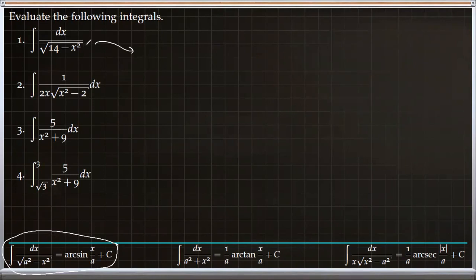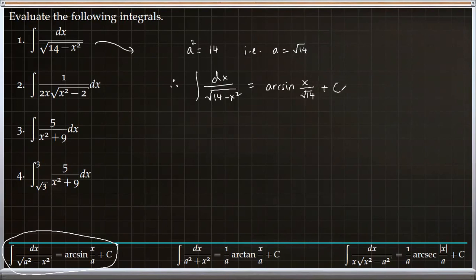Comparing the given expression with the formula, we see that a squared equals 14. So we will let a be square root of 14. Therefore, I can say the integral of 1 over square root of 14 minus x squared equals arc sine of x over square root of 14 plus constant. Quite straightforward, just applying this formula.